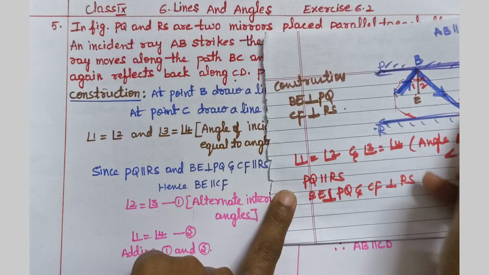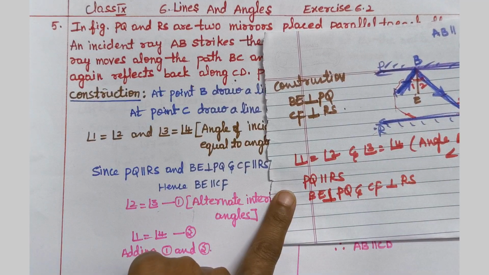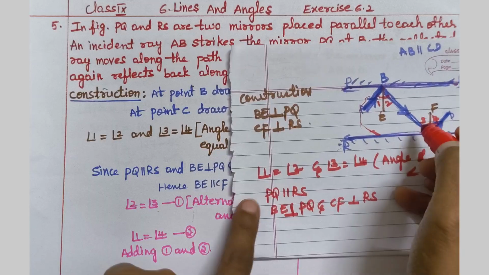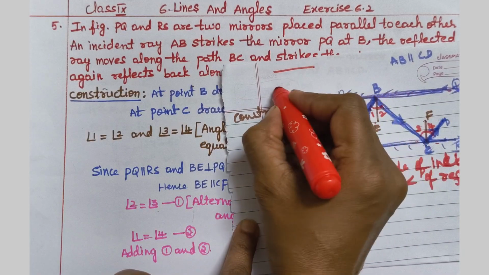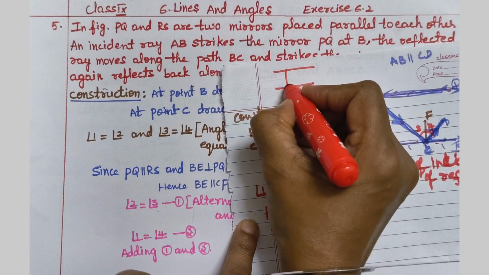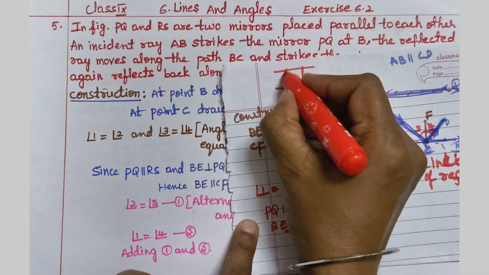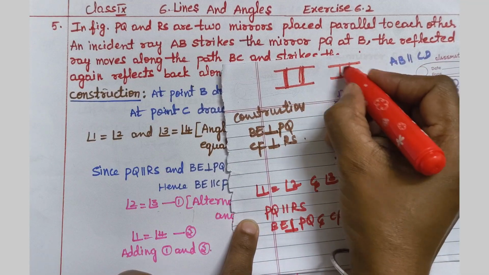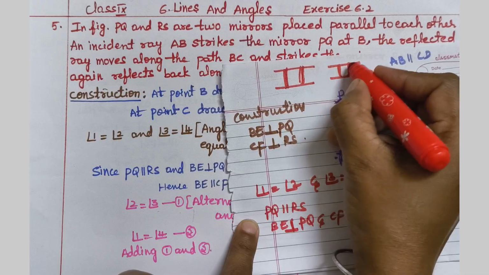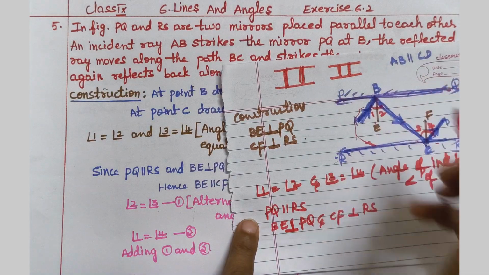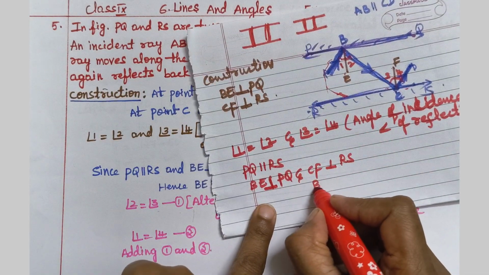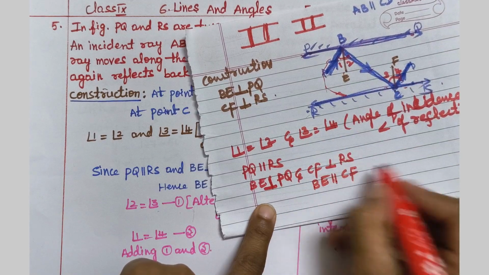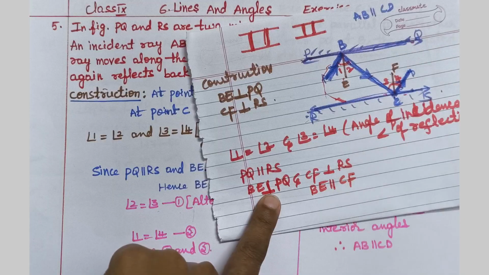These two lines are parallel. BE is perpendicular to PQ, CF is perpendicular to RS. So these two perpendiculars are also parallel. Try to understand that these two are parallel lines. Here, if any lines are perpendicular to them, then these perpendicular lines are also parallel. See here, the distance between parallel lines is equal. So these two perpendicular lines are also parallel. Now you can write BE parallel to CF.